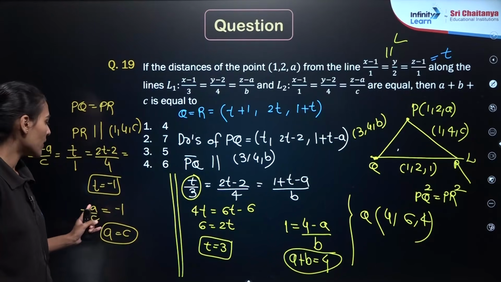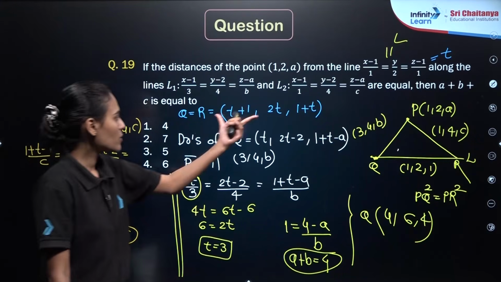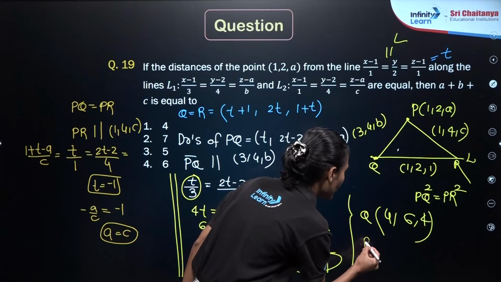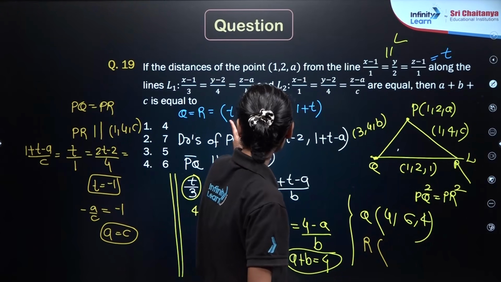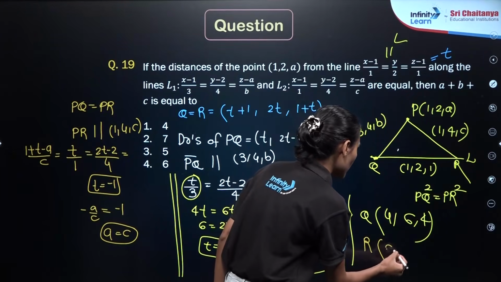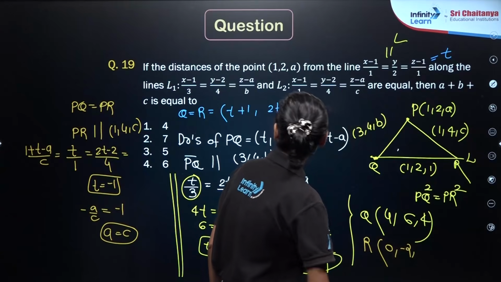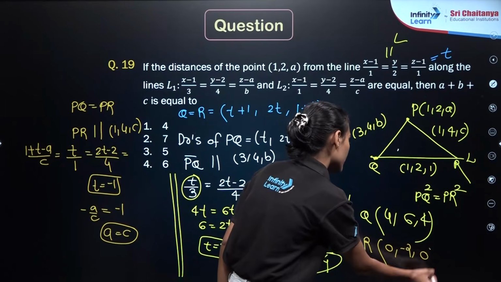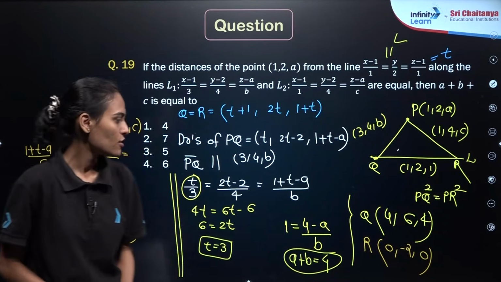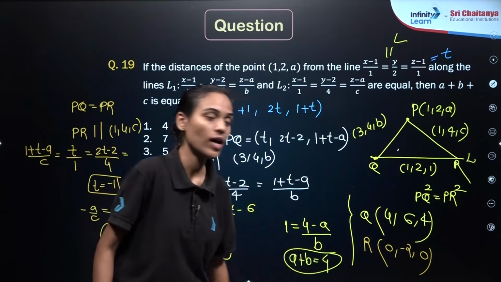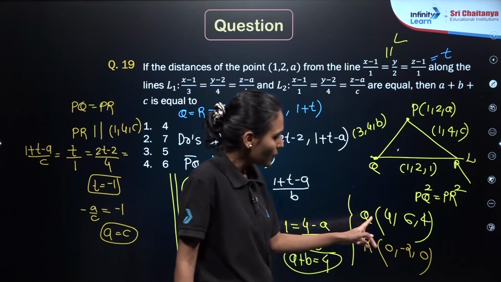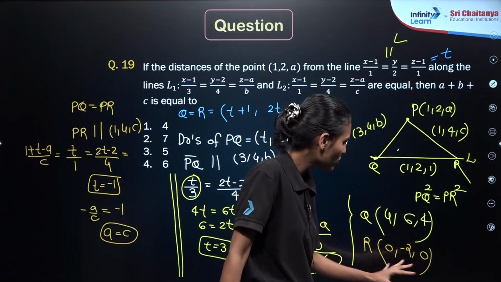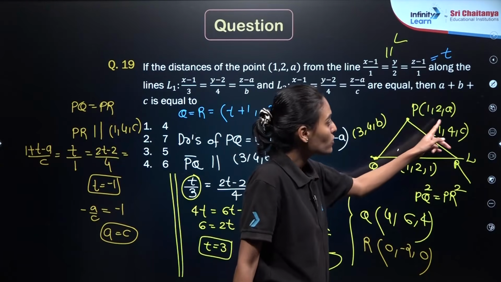And then if you want to find R, you are getting T as minus 1. So here you substitute T as minus 1, you will get point R. So you will get R as what? Minus 1 plus 1, 0, then minus 2, and then 1 minus 1, 0. So now you have Q, you have R. Then see, 4, 6, 4 is point Q, 0, minus 2, 0 is point R. Point P is 1, 2, A.